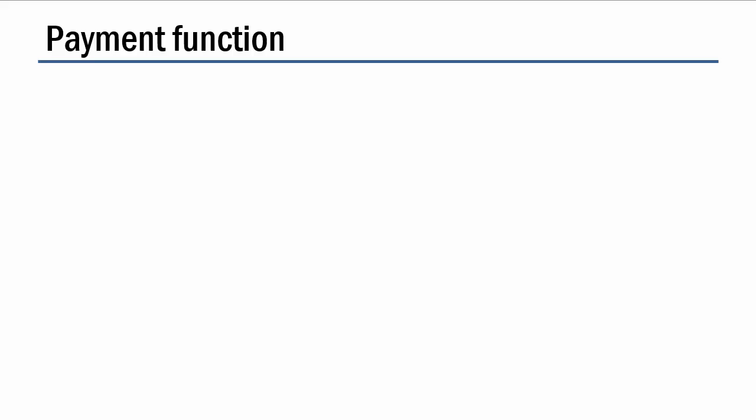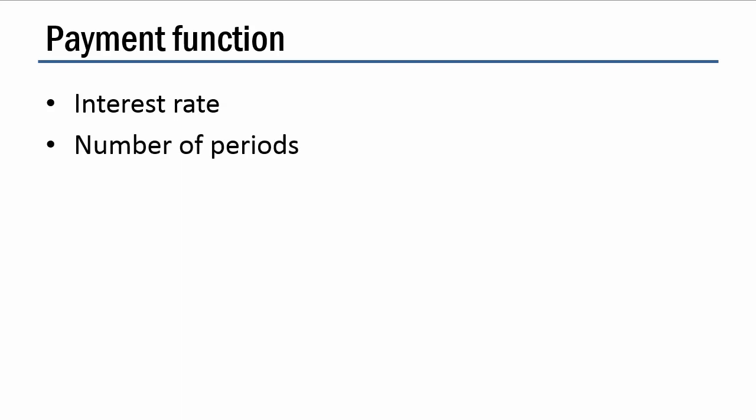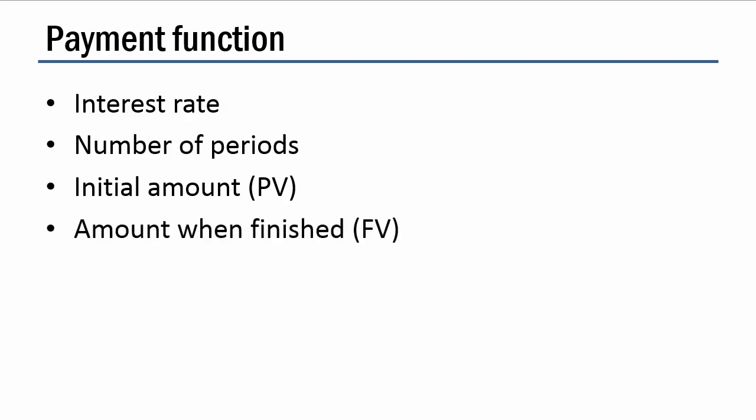And the payment function has five parameters to use. First parameter is interest rate, and that's going to be the yearly interest rate. So we'll need to convert that to months. I'll show you that in a bit. The second parameter is the number of periods. And as I said, I'm going to consider it months. The third parameter is the initial amount that you borrow. You might want to think of that as the present value. The fourth parameter is the future value, and that is the amount when finished.